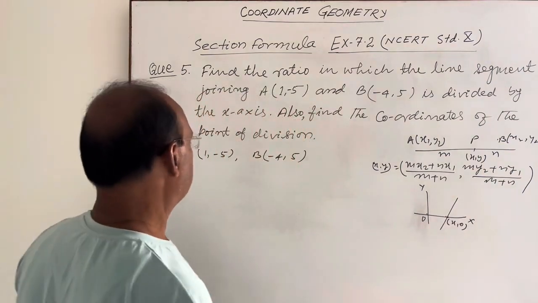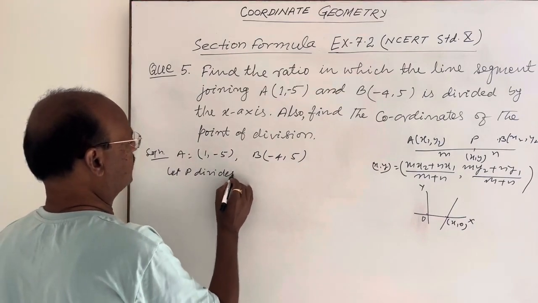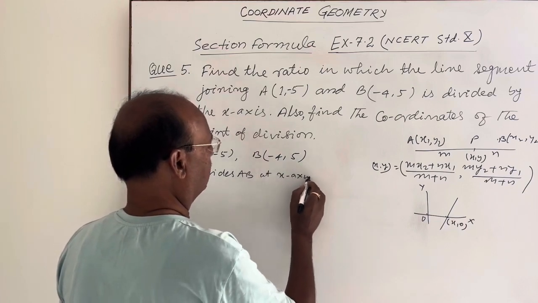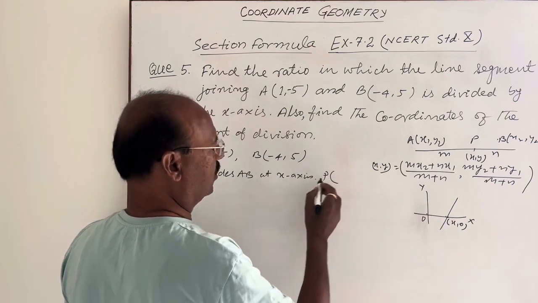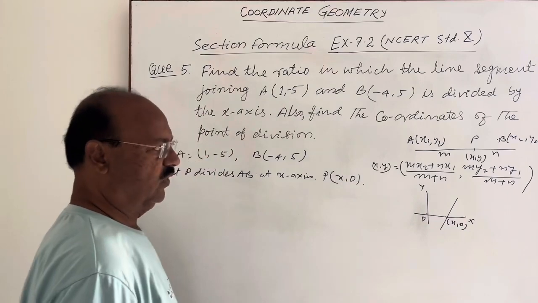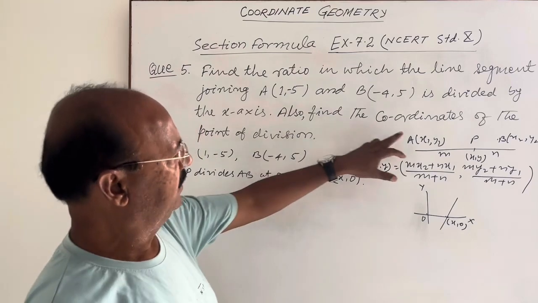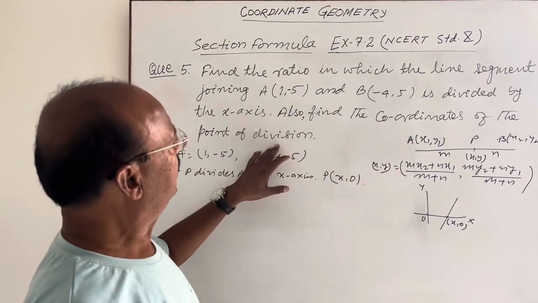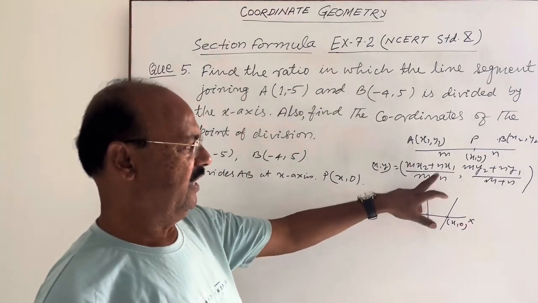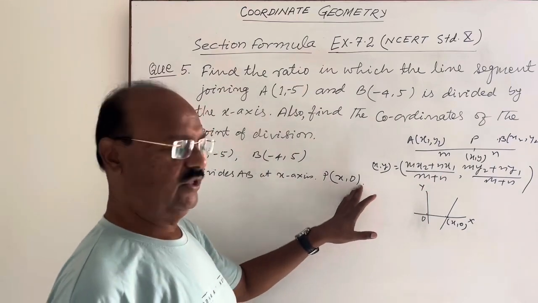So let us suppose P divides AB at the x-axis. We can suppose the coordinates of P will have y coordinate 0, so let us suppose this is (x, 0), and we can find out the value of x. Here what we have to find out? We have to find the coordinates of the point of division, as well as the ratio m:n. That ratio is required here, as well as we need the coordinates of this point (x, 0). Correct?